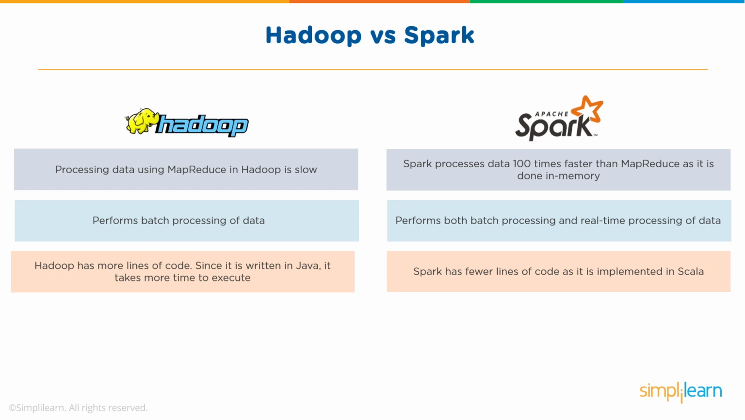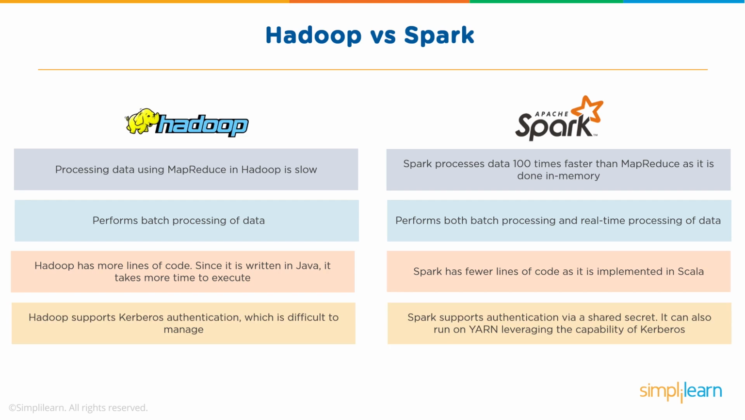However, if you compare Spark, it has fewer lines of code as it is implemented in Scala, and Scala is a statically typed, dynamically inferred language. It's very, very concise. And the benefit is it has features from both functional programming and object-oriented languages. And in case of Scala, whatever code is written is converted into byte code, and then it runs in the JVM.